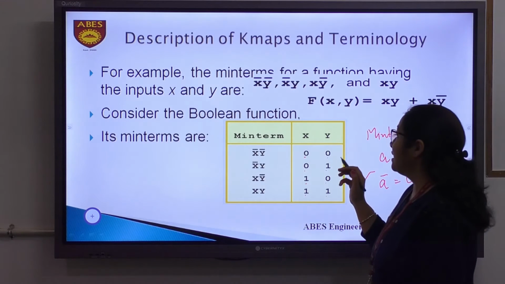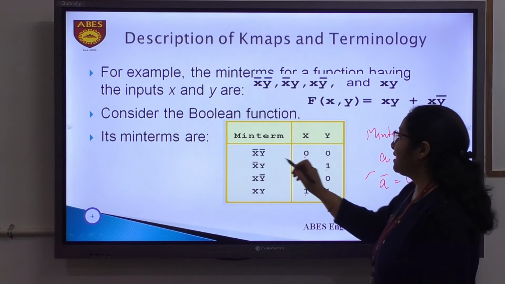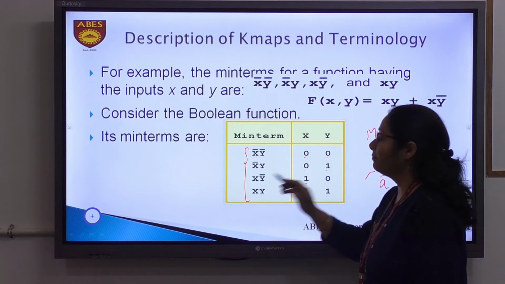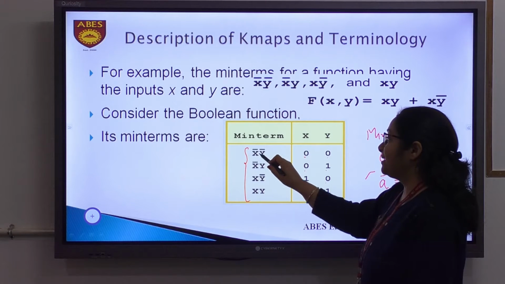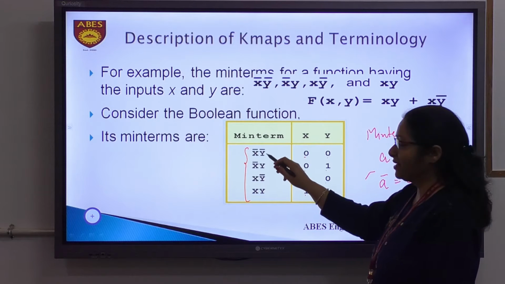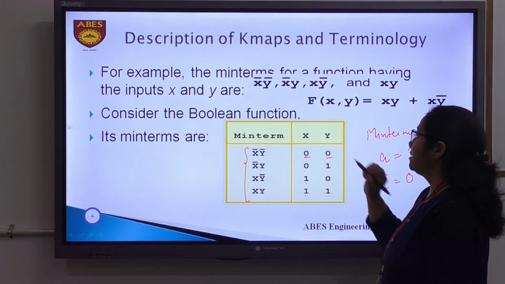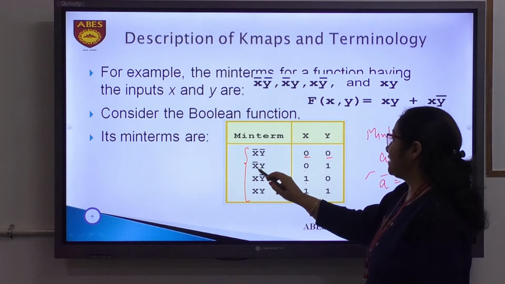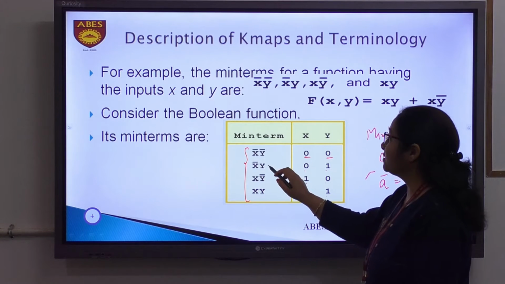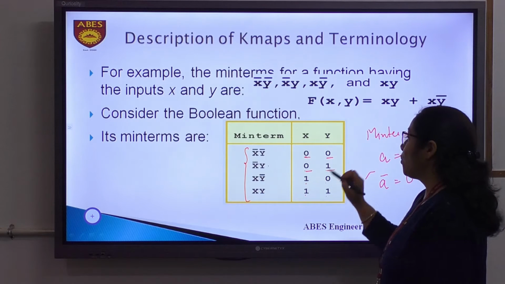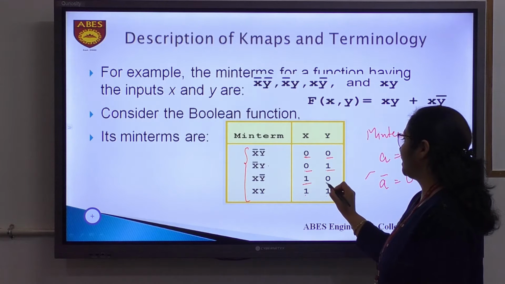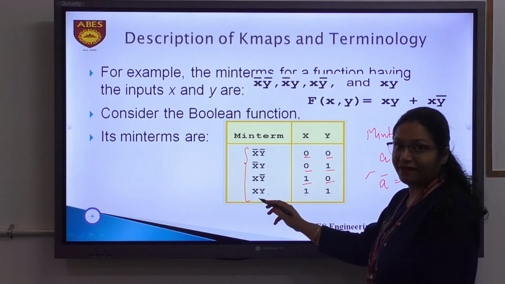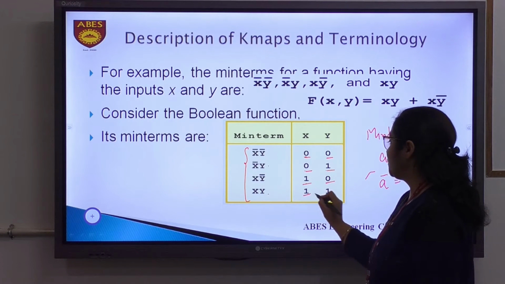So for x y variables there can be four possible minterms, four possible alternatives. X bar y bar means x and y both are in the complemented form, so the term will be 0 0. Then x bar y means x is in the complemented form but y is in the direct form, so it will be 0 1. Similarly, x is in direct form, that is 1, and y is in complemented form, that is 0. X y, both the variables are in the direct form, so it is 1 1.